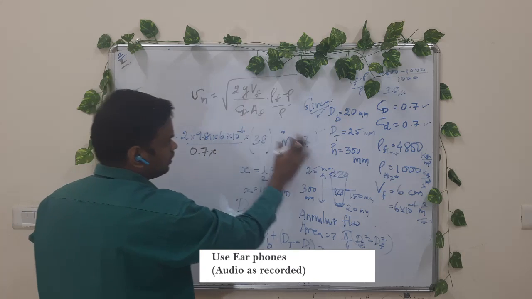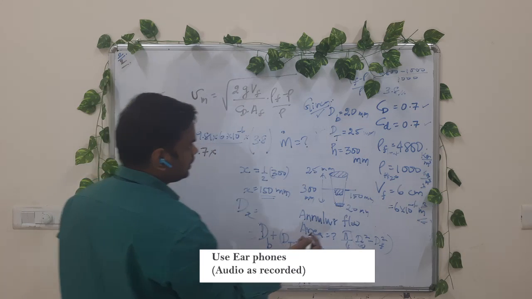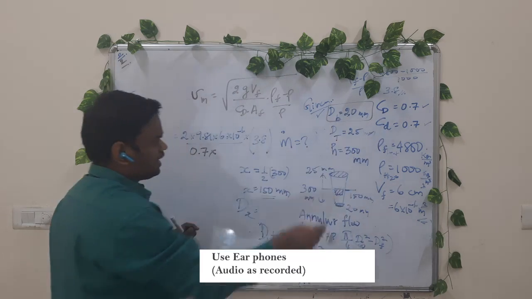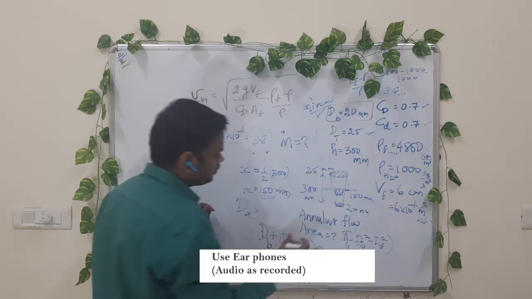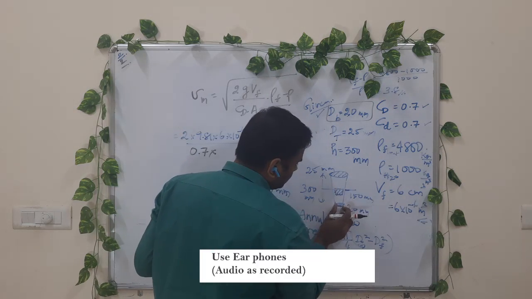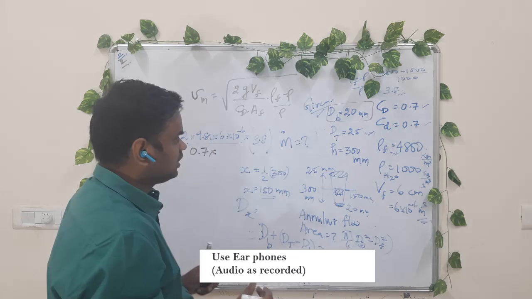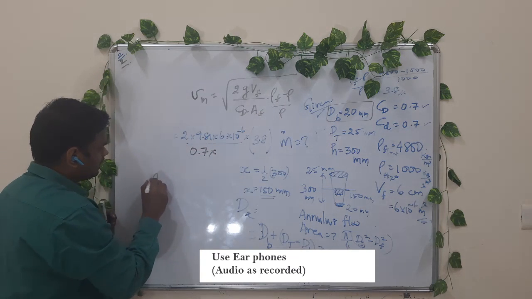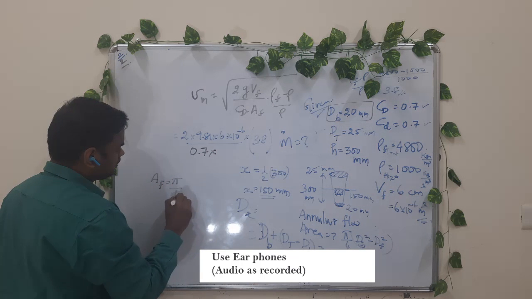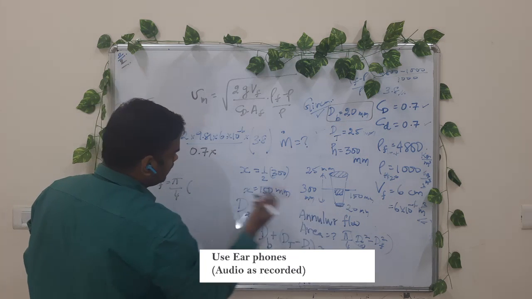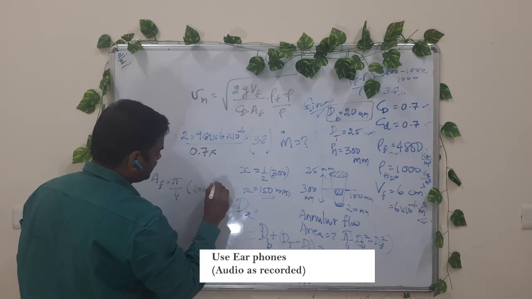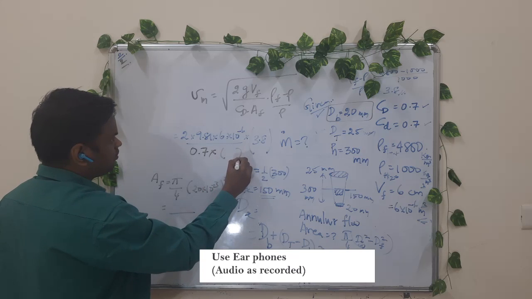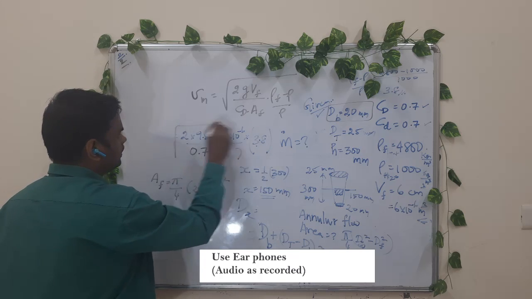The area of the float we have to calculate, because we have the diameter of the float. The diameter of the bottom is 20 mm, which means the diameter of the float is also 20 mm, because the float diameter will be equal to the diameter of the bottom. So what is the area of the float? Area of the float equals pi by 4 into (20 into 10 power minus 3) squared. From this we get the Af value also. Substituting the Af value, we will get Vmax.